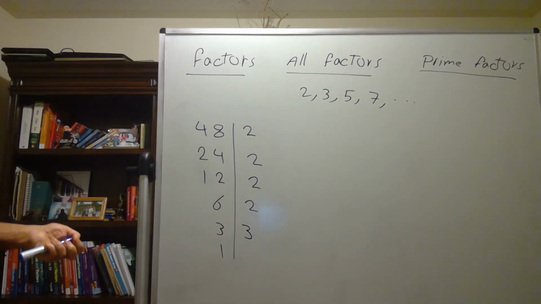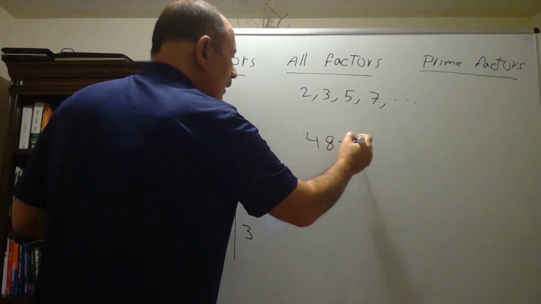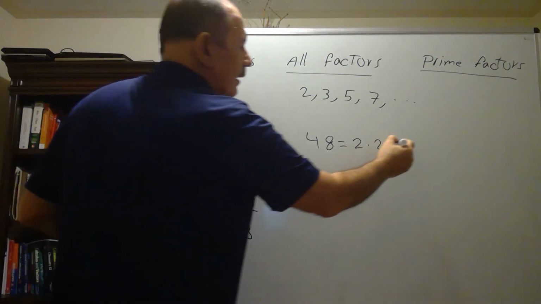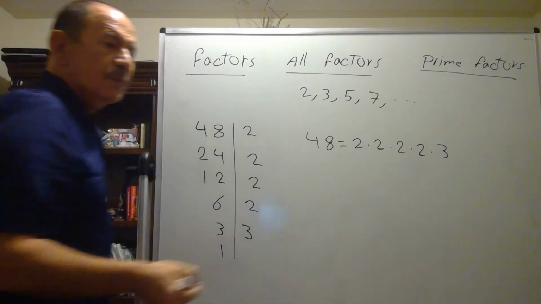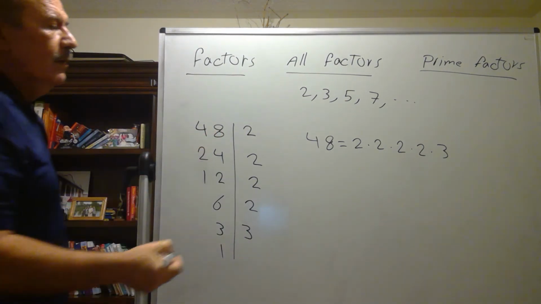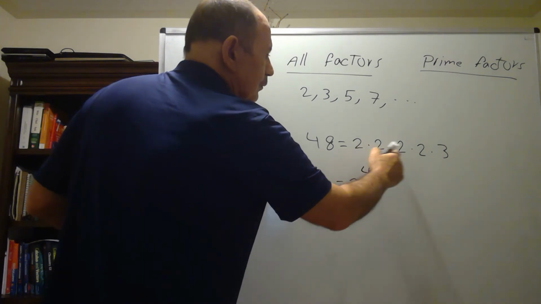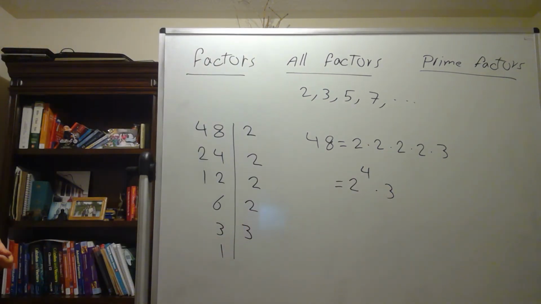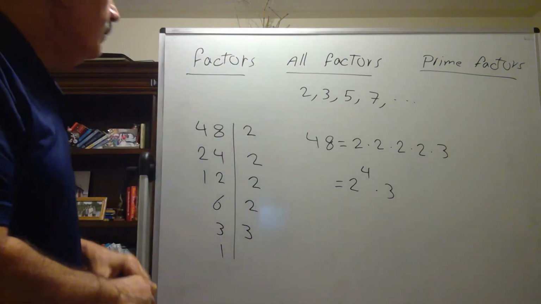So what are the prime factors of 48? 48 is equal to 2 times 2 times 2 times 2 times 3. These are the prime factors of 48, or I can write it as 2 to the power of 4, multiplied by 3. For finding the prime factors, these are the different methods.